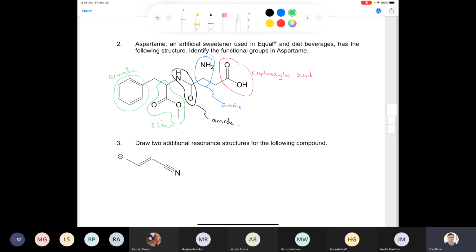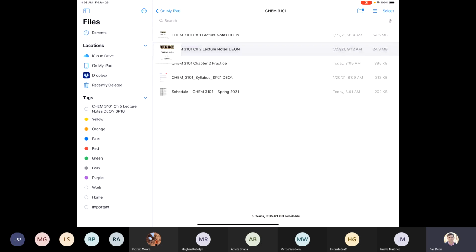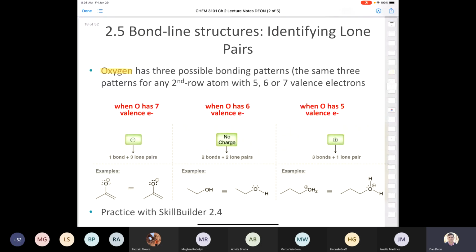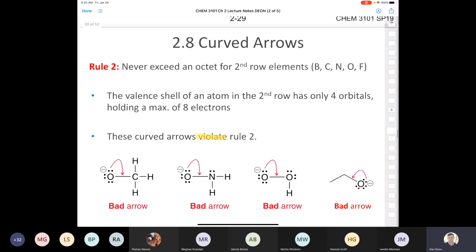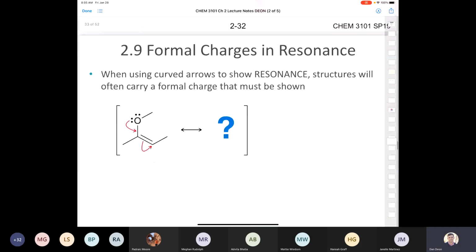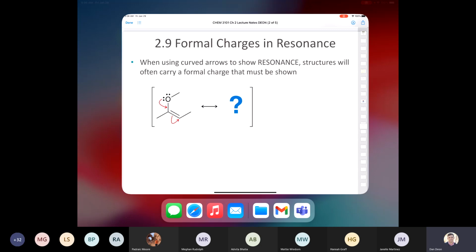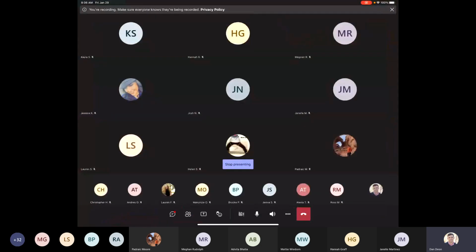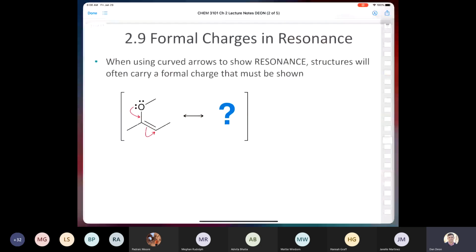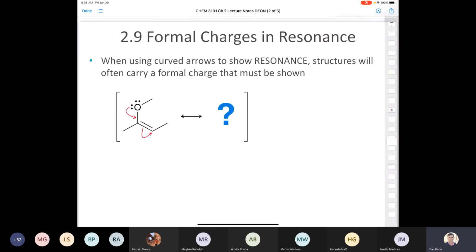All right, so that's a little bit of practice with some functional groups, and let's quit that for now, and let's go back to chapter 2, and we're going to go back to where we ended off, and that was talking about formal charges in resonance. This is where we ended off. Okay, just want to double check here. Yep, okay, good. So section 2.9 of chapter 2, and let's get to it.